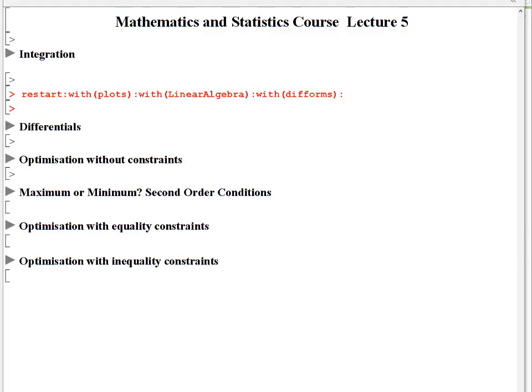Hello and welcome to part 9 of the Dev Maths and Stats Refresher Course, Lecture 5. We're looking at optimization under constraints, first of all with equality constraints.